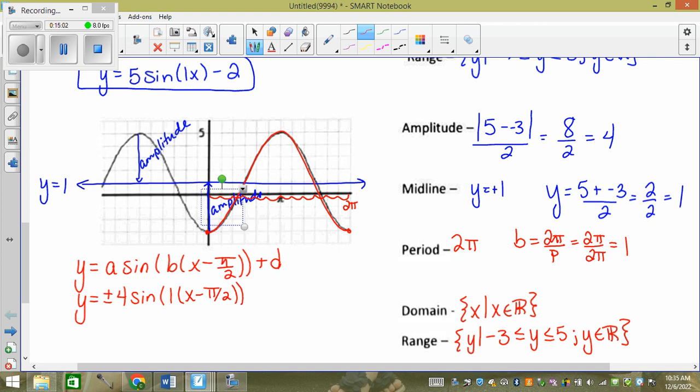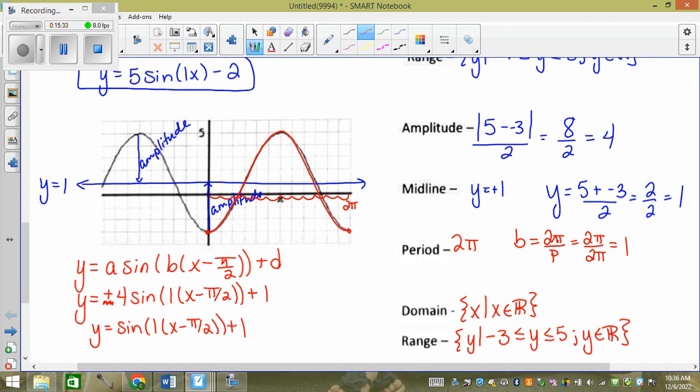And then d is your midline, which is plus 1. So you're going to type this one in, and it'll fit the same window you just had. You'll type in the positive one, and you will find that you get the right one. Does it have to be positive a? Guys? No. So you have to check it each time.